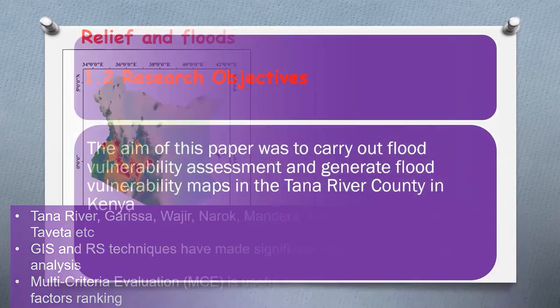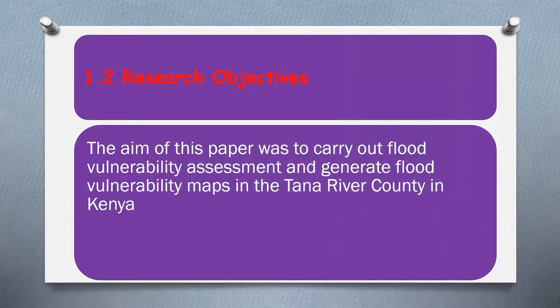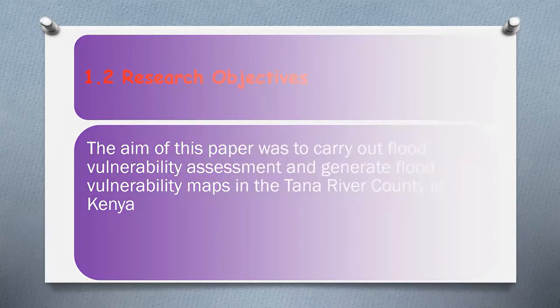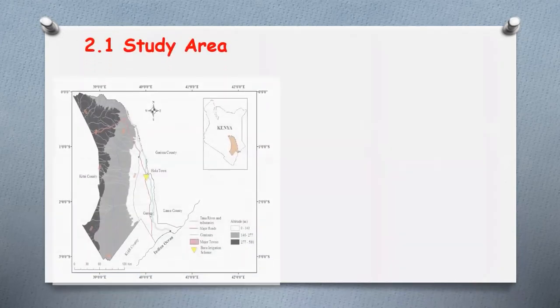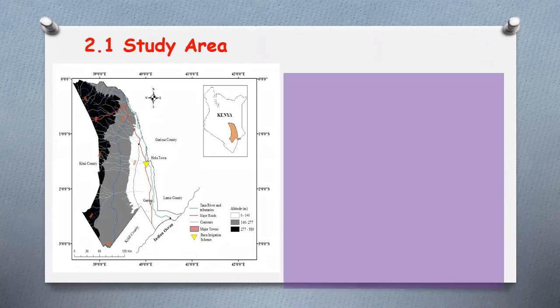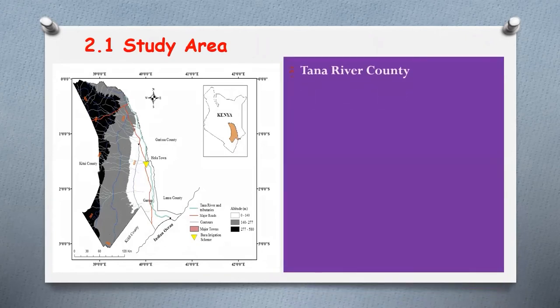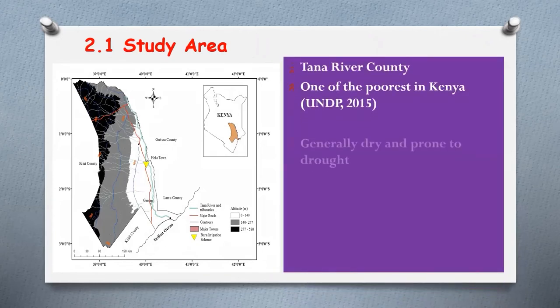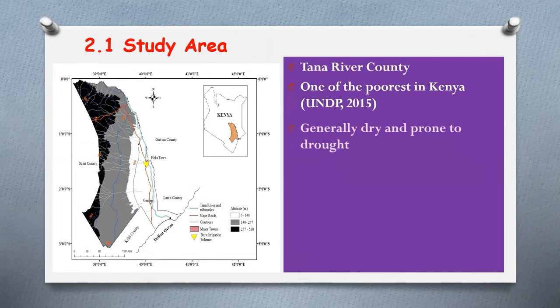The objective of this research was to carry out vulnerability assessment and generate the flood vulnerability maps, particularly in the Tana River County. This is the study area where we carried out our study. It was in Tana River, Kenya. That is the map of Tana River. Some of the socioeconomic activities here, we found out that most of the people living in this area are among the poorest according to the United Nations Development Program 2015, and the area is generally dry and also prone to drought. The main economic activity here is livestock keeping. So this is the map.